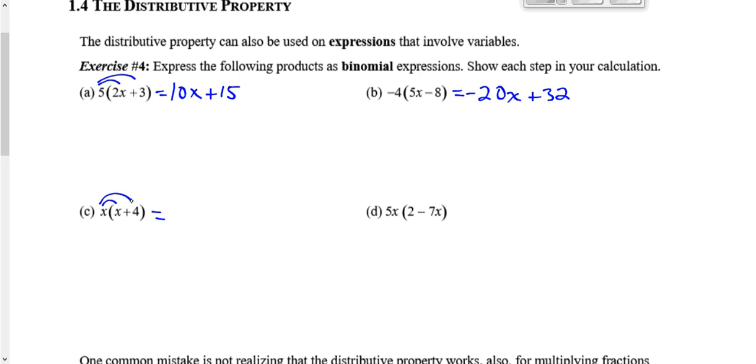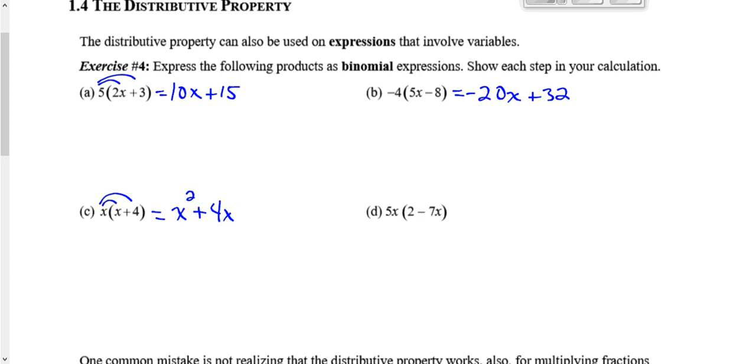Yeah. So x times x is what? Huh? X squared. X squared, right? Yeah. Yes, it is. Okay. X squared plus what? 4x. There we go. Are those like terms? They are not. They're different exponents. Remember, that's an exponent of 1 right there. The other x is an exponent of 2. Correct. They don't combine. Okay.